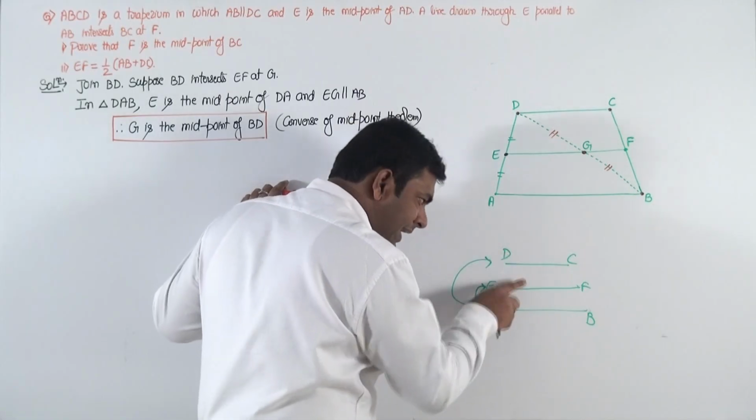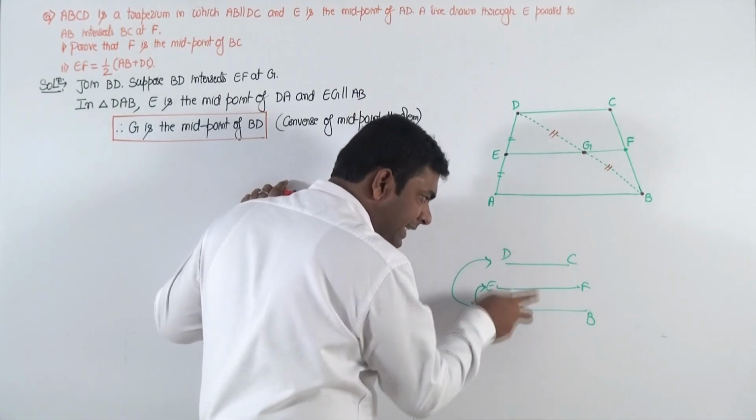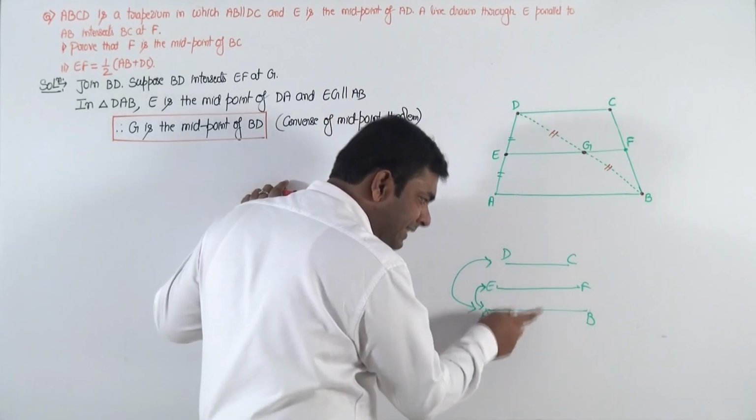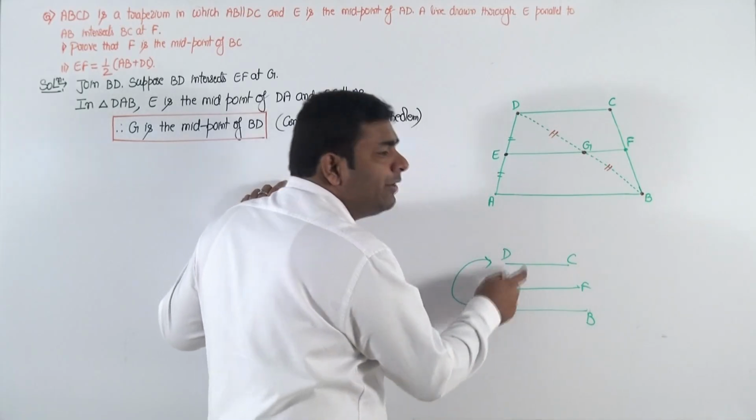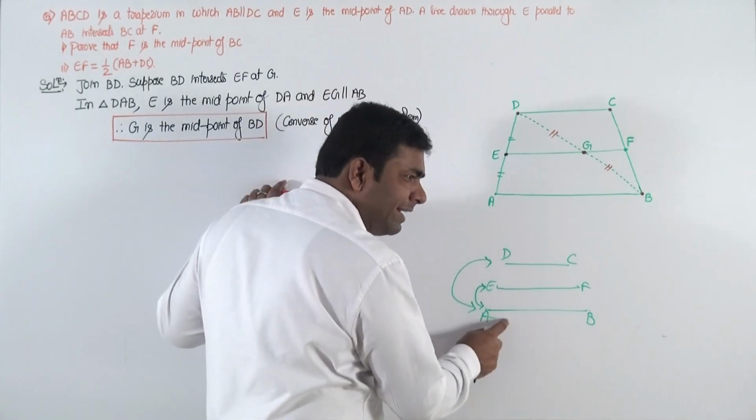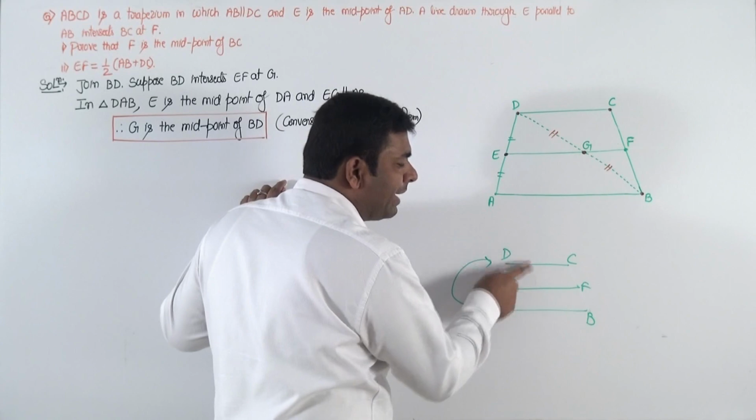ये इसका भी पैरेलल है, ये इसका भी पैरेलल है. ये दोनों लाइंस इसके पैरेलल हैं. Two lines which are parallel to the same line. ये दोनों इसके पैरेलल में हैं, so they are parallel to each other. Two lines which are parallel to the same line are parallel to each other. ये दोनों भी पैरेलल होगा, isn't it?